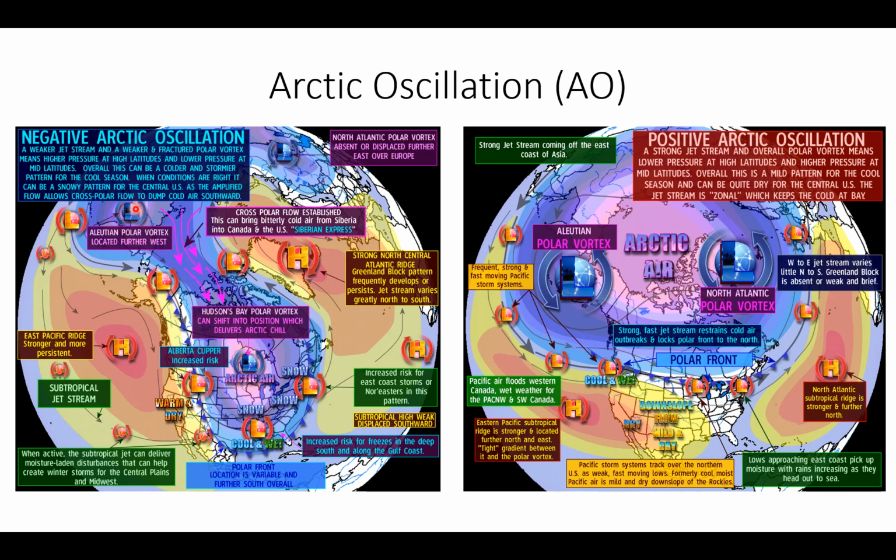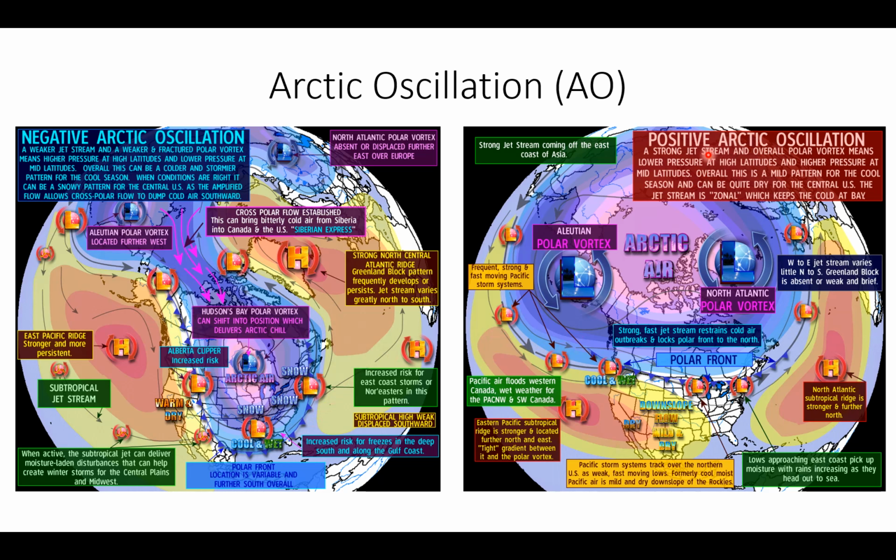When we look over Alaska, you're getting more of this cross-polar flow established like we saw last winter, which brought very cold air down into the U.S. right across from Siberia. So the negative AO is a very important thing to look at. And for the East Coast, a negative AO increases the risk for freezes in the deep south and along the Gulf Coast in winter. The polar front location is variable and further south overall. If you get a more active subtropical jet in combination with this colder air much further south, you can get some wintry precip. You can get some more of those East Coast storms and nor'easters in this type of pattern.